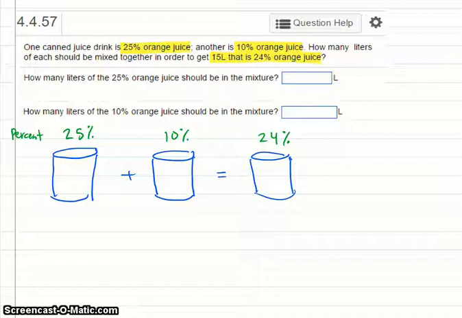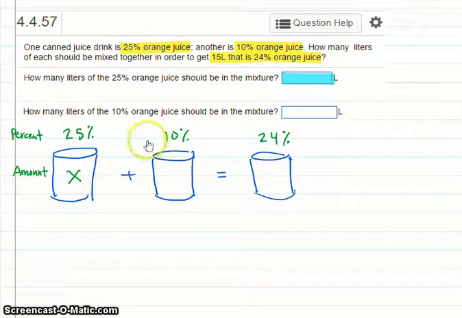There's another thing we need to know, and that is the amount of each. With the 25% concentration, we don't know how much we need. That's what we're trying to figure out, so we're just going to call it X. For the 10%, we don't know that either. We're trying to figure out how many liters of the 10%, so let's call it Y. And for the final orange juice, we know that we want to end up with 15 liters.